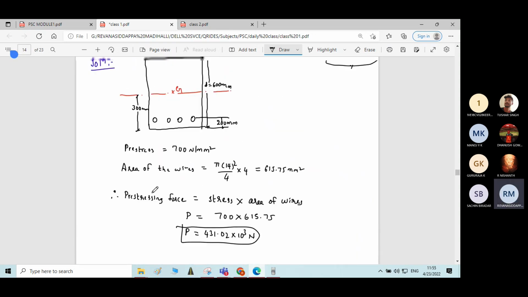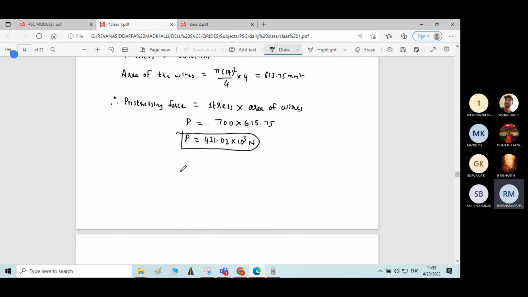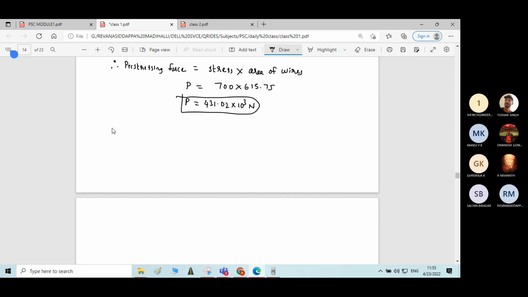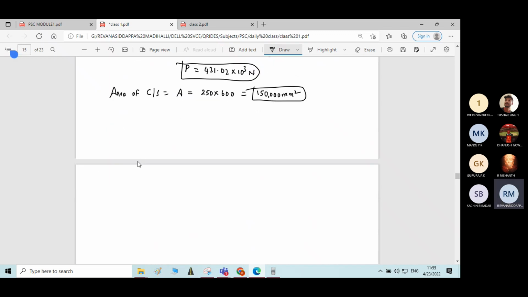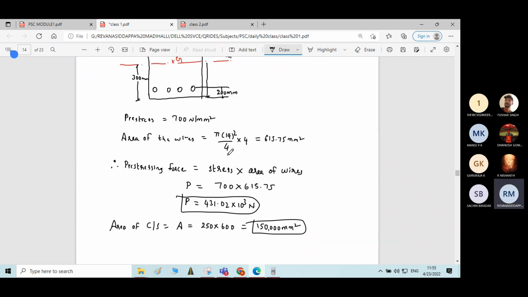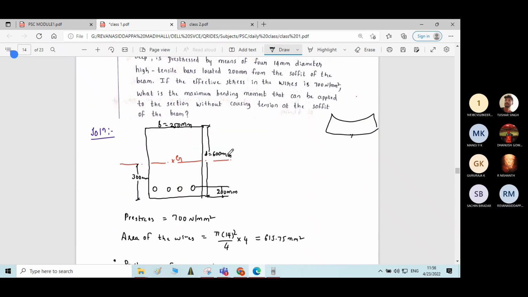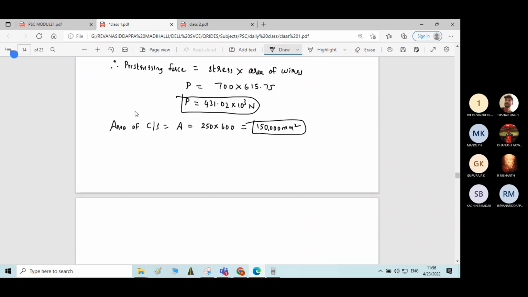Now, dimensions of the rectangular section is given 250 by 600. You calculate the total area of the section, area of cross section. A is equal to 250 into 600, answer is 150,000 mm square. Okay, area. Then section modulus you can calculate. See, in almost all the problems, calculation of the cross section, section modulus, moment due to dead load, live load, these are all the common steps. But in this problem, it is a quite different problem. Here it is asked to find the moment. Moment is the unknown factor here. Section modulus.